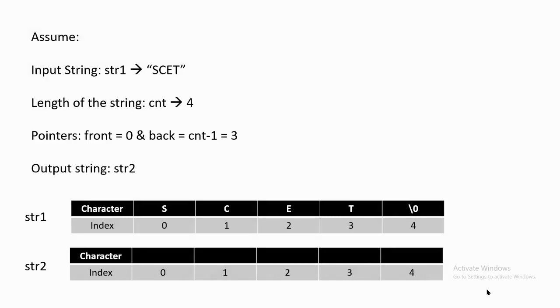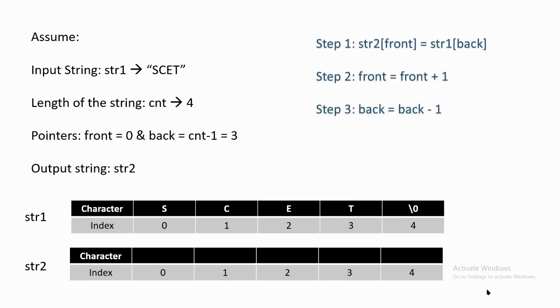Since our string has 4 characters in it, we need 4 iterations to copy the characters from string1 to string2 in reverse order. In each iteration, we need 3 steps. Step 1 is copying a character from string1 to string2 using the back and front pointers respectively. Step 2, incrementing the front pointer. Step 3, decrementing the back pointer.